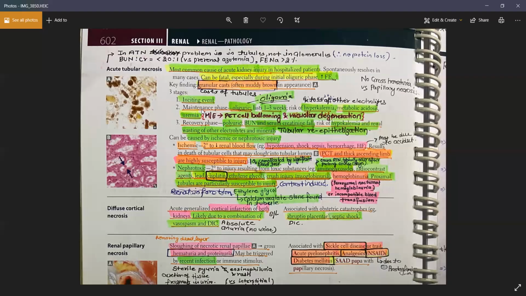as well as the tubules are not functioning properly. So you will have a fall in the GFR. As a result, you will become oliguric. The patient cannot urinate, so it would be a patient who is not urinating for 24 hours. You will think about this oliguria.